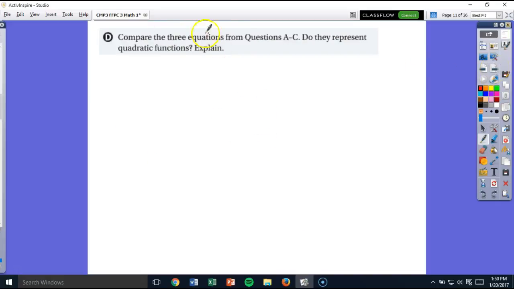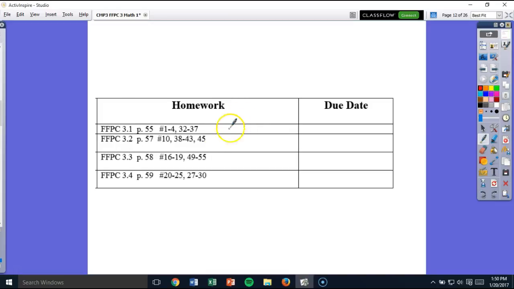Finally, in part D, compare the 3 equations from questions A through C, and then determine whether they represent quadratic functions and explain why or why not. That's it for 3.2, and our ACEs again are 10, 38 through 43, and 45. Look forward to hearing your comments and questions in class.